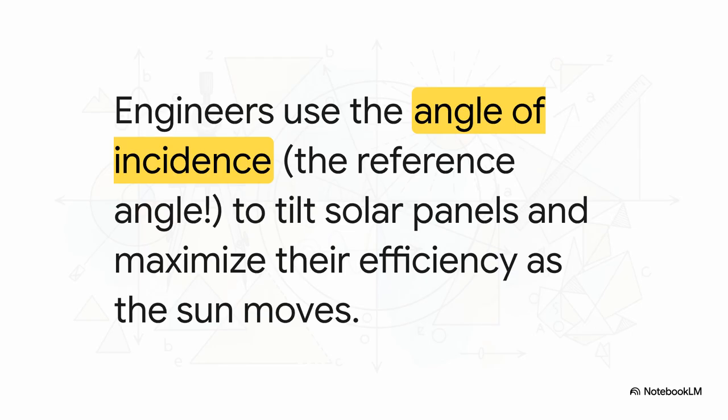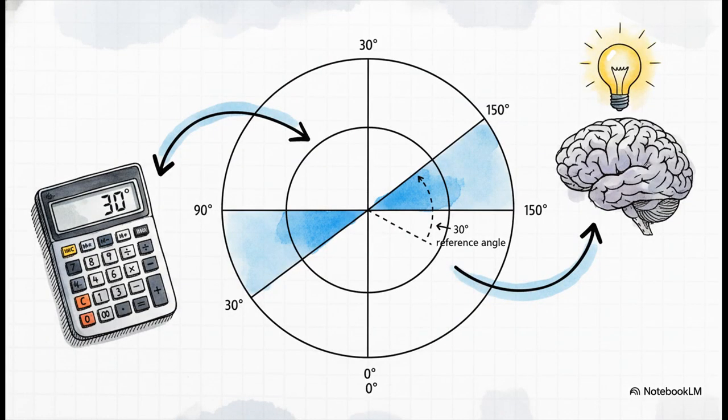And looking ahead, this is a total must-know for calculus. When you start solving trig equations, your calculator is only going to give you one answer. It might tell you the answer is 30 degrees. But because you know about reference angles, you'll know there's another solution hiding at 150 degrees. This is how you find all the possible solutions, not just the easy one the calculator gives you.